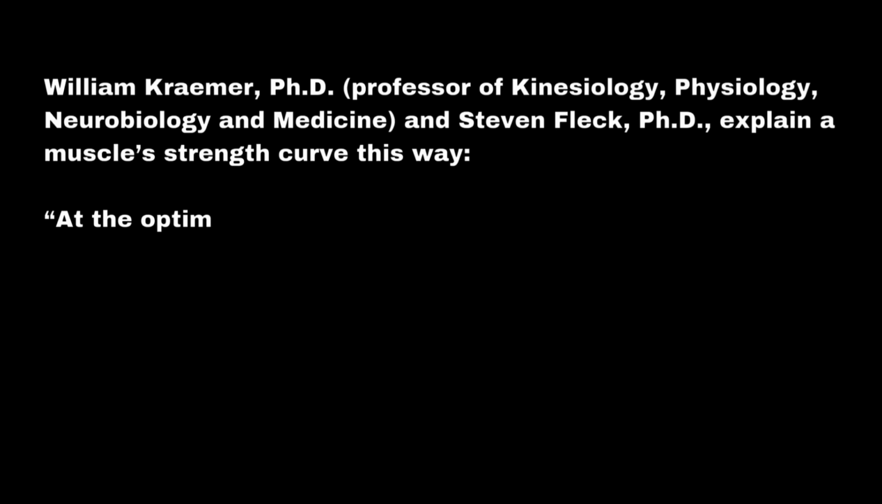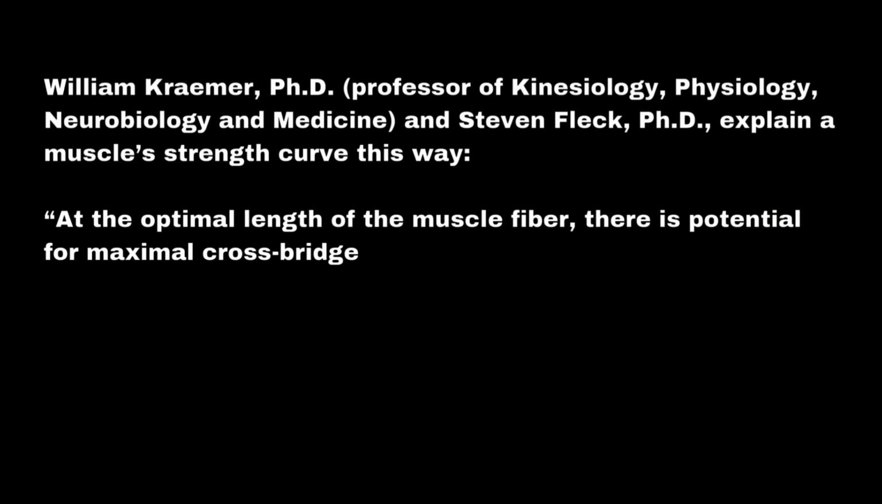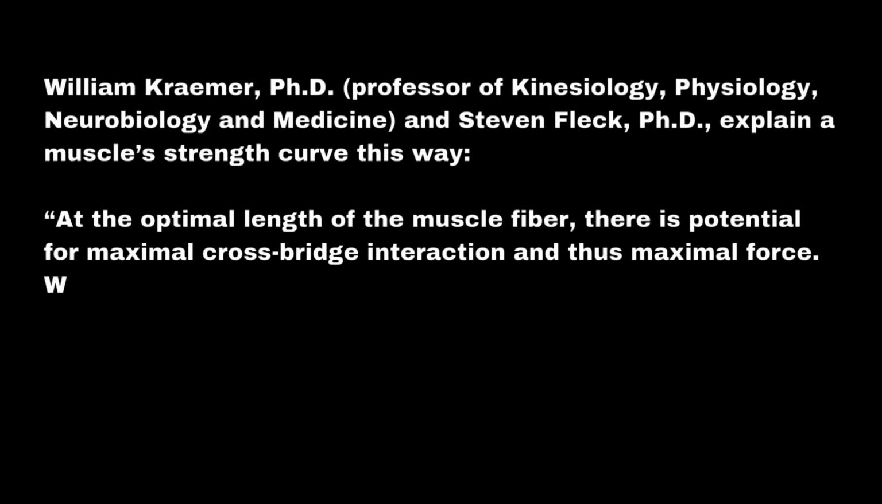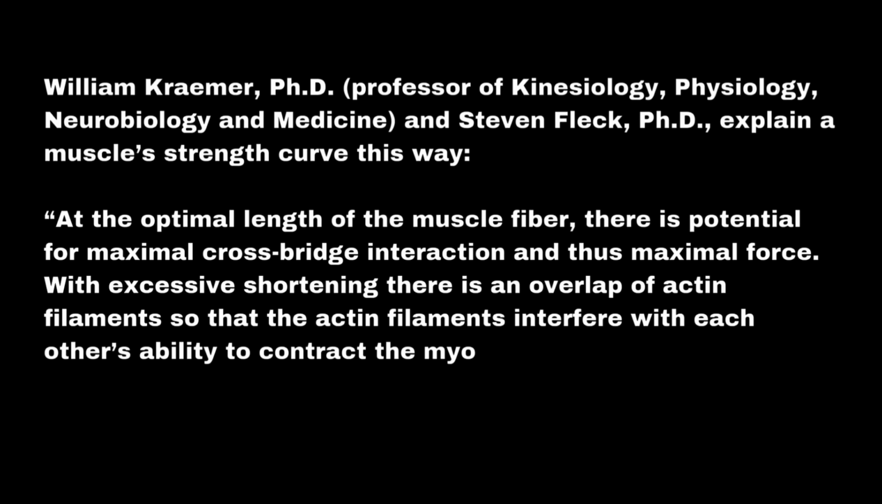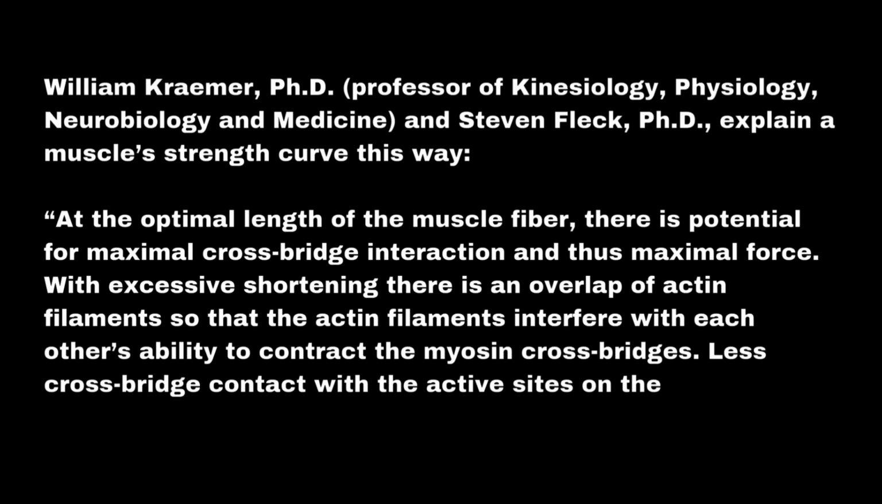William Kraemer, PhD, and Steven Fleck explain a muscle strength curve this way: At the optimal length of a muscle fiber, there is potential for maximal cross-bridge interaction and thus maximal force. With excessive shortening, there is an overlap of actin filaments so that the actin filaments interfere with each other's ability to contract the myosin cross-bridges. Less cross-bridge contact with the active sites on the actin results in a smaller potential to develop tension.